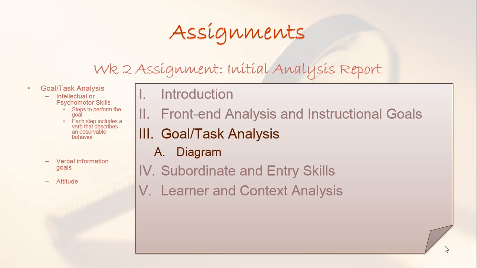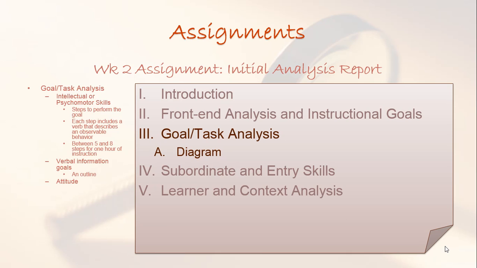Each step includes a verb that describes an observable behavior that the learner will do. And you should have between 5 and 8 steps for 1 hour of instruction. If you have more than that, you're having too much content for this particular assignment. If you have less than that, maybe you have not properly analyzed the goal that you have in mind.